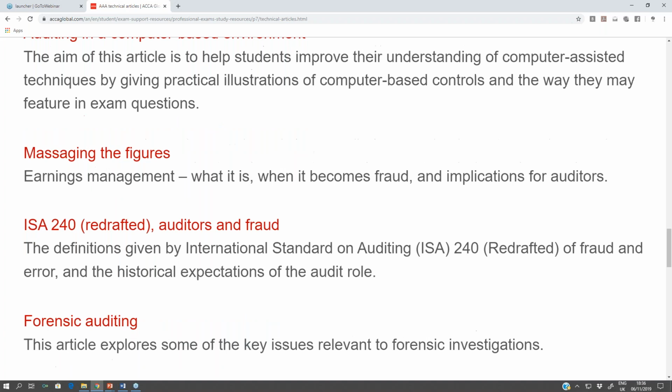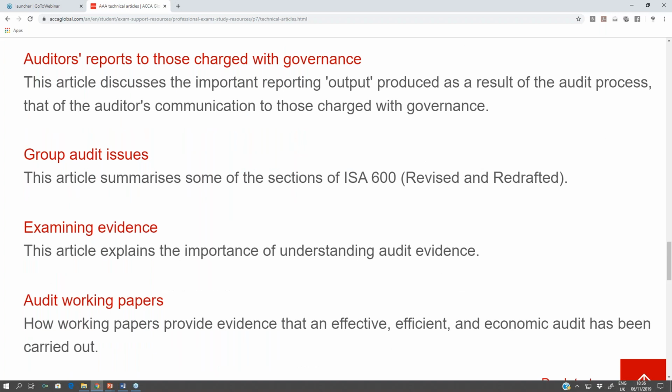There is an article here with the title Auditors Report to Those Charged with Governance. This is what I was discussing with you today, that in the second question the examiner expects you to know communication with those charged with governance. If you read this article, you will be amazed to know what sort of matters the auditor communicates to those charged with governance.